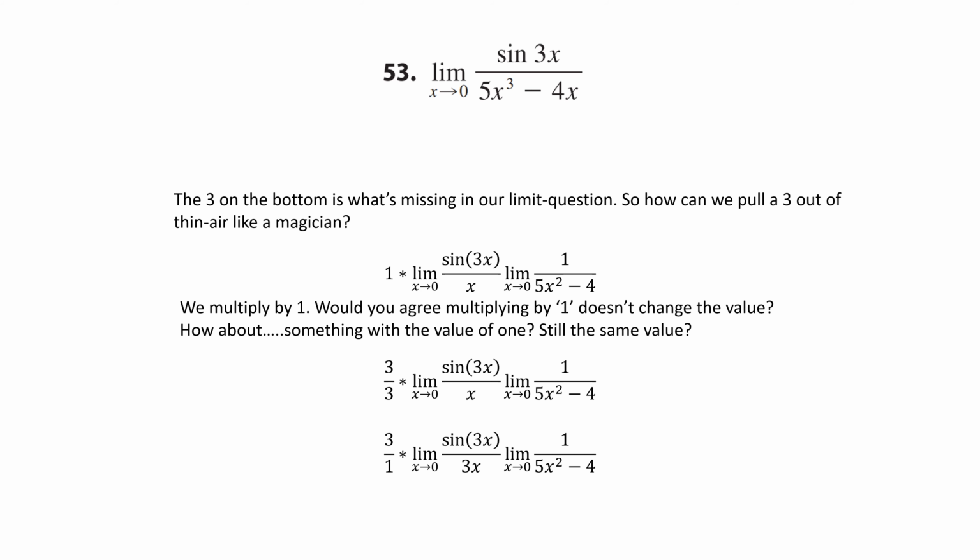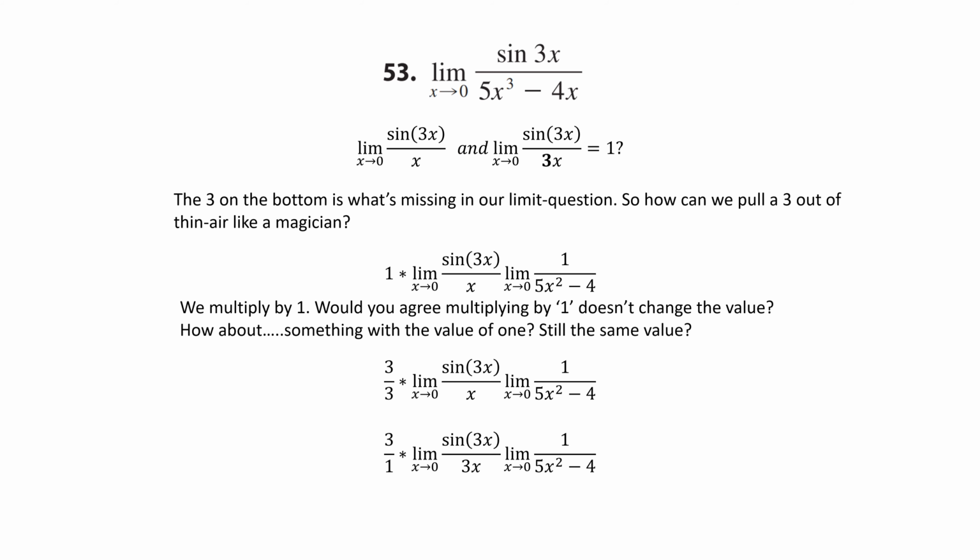Basically, like a magician, what if I were to multiply this limit by 1? Would you agree that if I multiply by 1, the value doesn't change? But then the question is, how about if I multiply by something with the value of 1? Is it still the same? So instead of multiplying by 1, I'll just multiply it by 3 over 3. It's just a constant, and multiplying by 3 over 3 is the same as multiplying by 1, so I haven't changed the value. Then I take that little 3 on the bottom and move it inside.